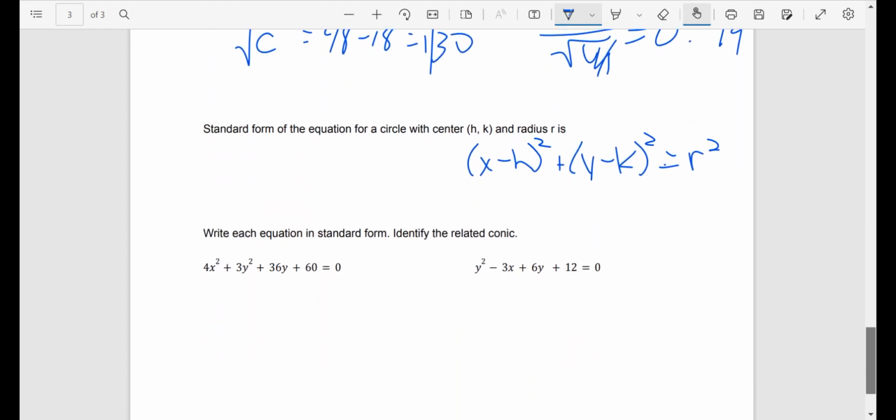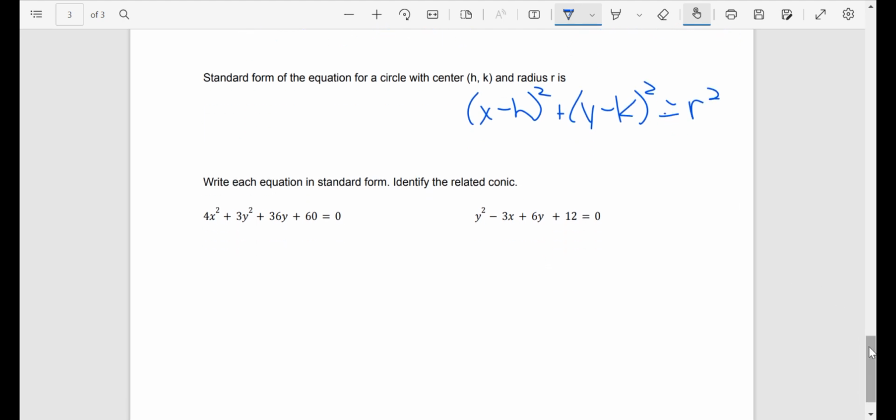Speaking of circle, the standard equation for a circle with a center at (h, k) and a radius of r is as follows. Very similar to your ellipse, except nothing in the denominator, okay? Because we care more about what the radius is. Last thing, we have: write each equation in standard form and identify the related conic.